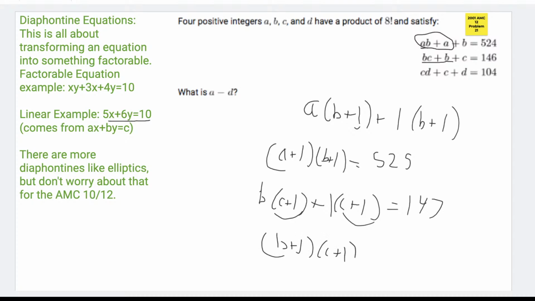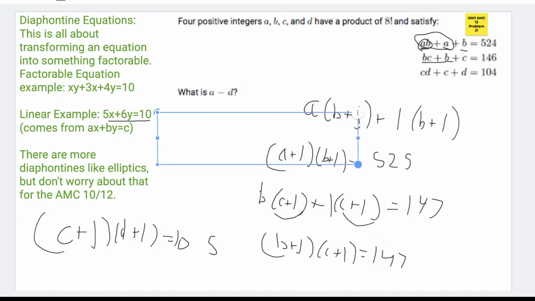Note that Simon's Favorite Factoring Trick works when you have two variables multiplied to each other, and then those variables isolated after. Then you can use it to solve the problem, and it's a very important method, like in this problem. So now we'll do this for the next one, and we'll get c plus 1 times d plus 1 equals 105. Now I'm going to write this in a text box, so it's a lot neater.